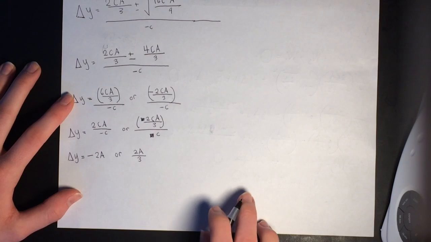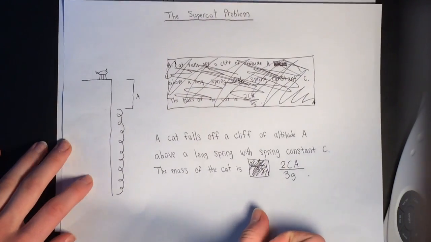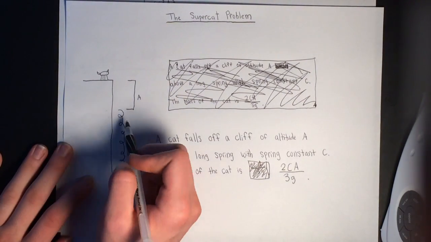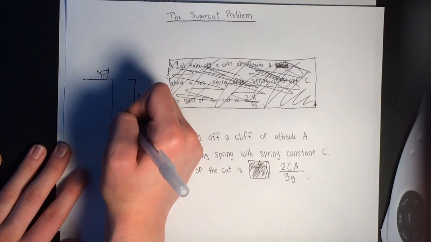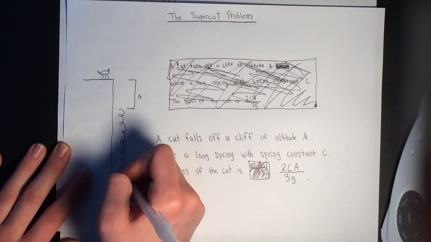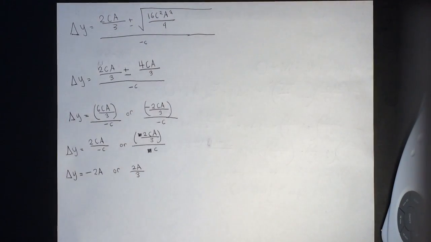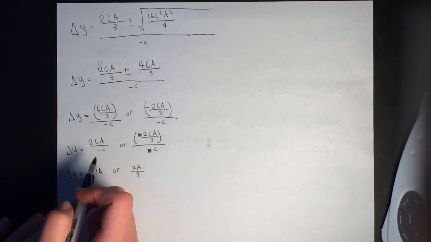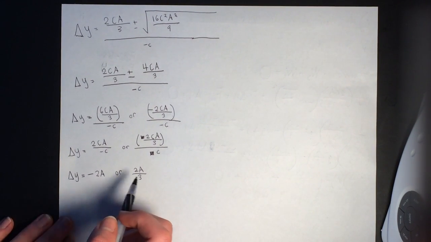Now the question is, which one is it? Well, the change in the height of the cat, it's compressing the spring, right? So its change in position is going to be negative because it's going down. So we know that delta y is equal to negative 2a because that's negative.